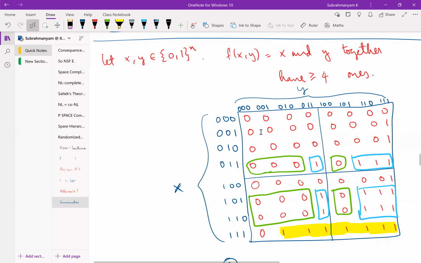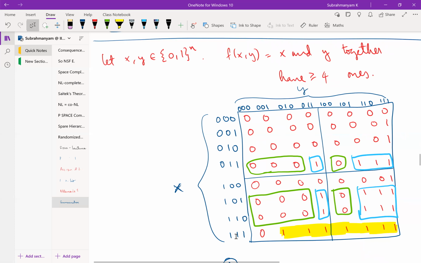For a moment, please ignore these subdivisions, etc. Just look at the row indices, column indices and the value, which is just the function value. Let's take an example. x is 0, 1, 1, which means x has two ones. When y is all zeros, the function is zero because together they have only two ones. When y is 0, 0, 1, together they have only three ones, so the function is zero. When y is 0, 1, 0, together they have three ones, so the function is zero. When y is 0, 1, 1, together they have four ones, so the function is one. When y is 1, 0, 1, the function is one. When y is 1, 1, 0, the function is one. When y is 1, 1, 1, together they have five ones, so again the function is one.